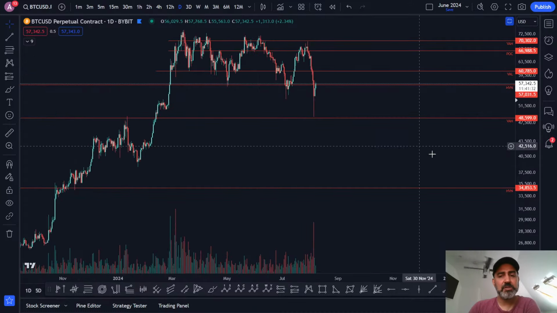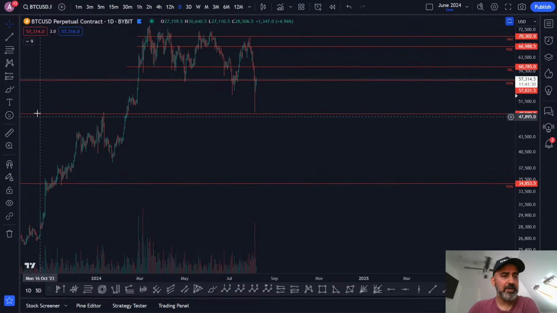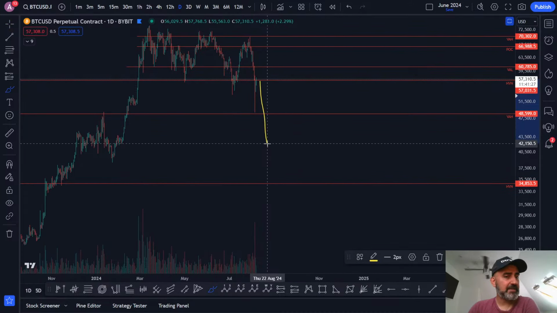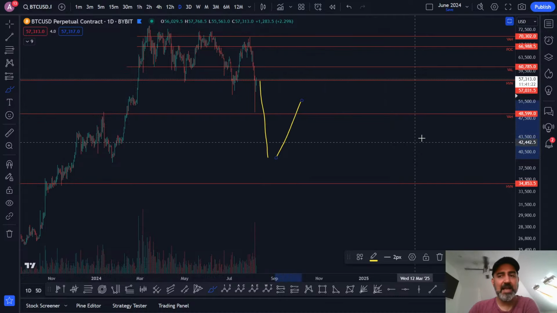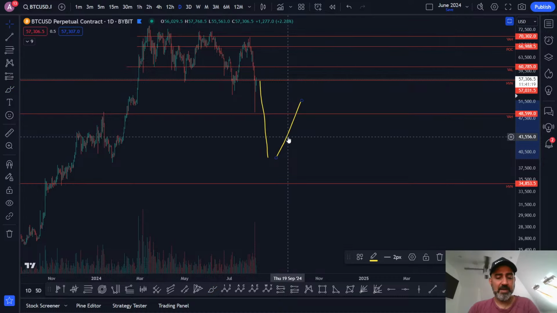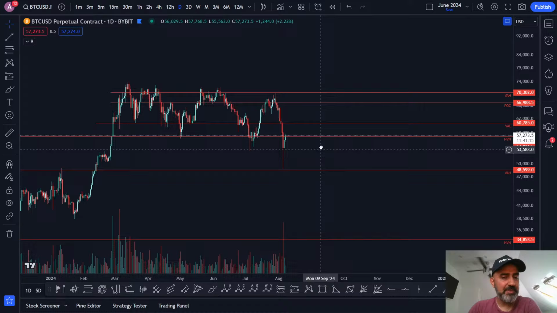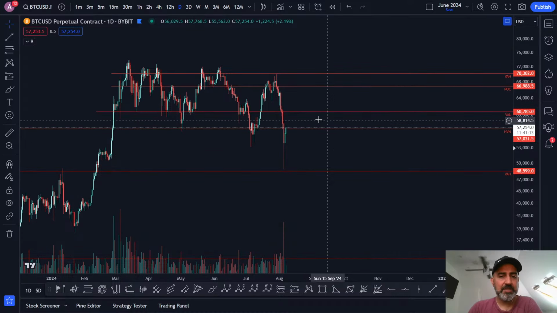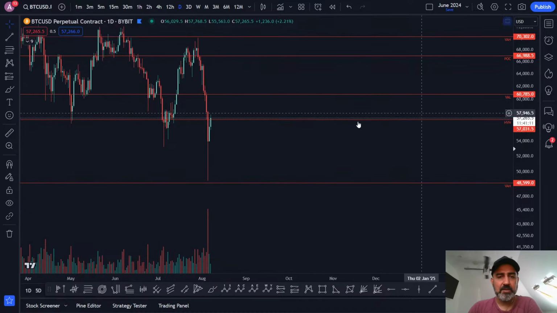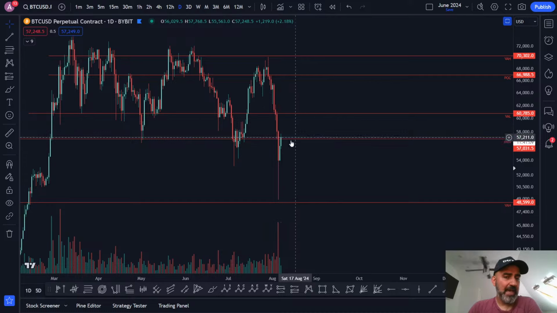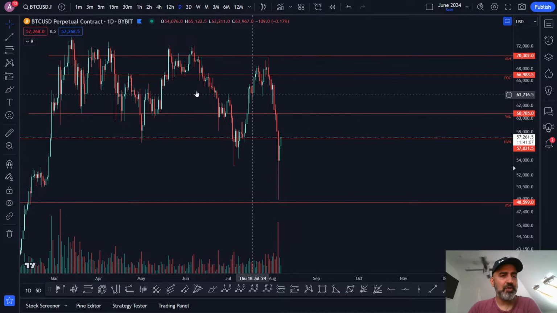So we have to be patient. It'll be a lot easier to change market structure if we take another step down, because you're putting in lower highs and lower lows, and then it becomes easier to take out the lower highs. Right now, going up to 70k is practically impossible, just because you have so many levels to get through, and I'm not seeing that kind of strength in the market.